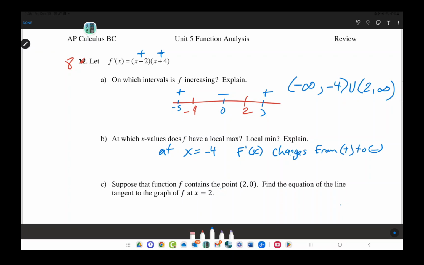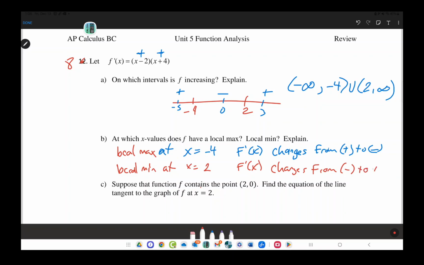Yeah, no, see, it says local max. Oh, it says local min too. I did not read the second part. So local max, okay, then local min at x equals 2: f prime of x changes from negative to positive.